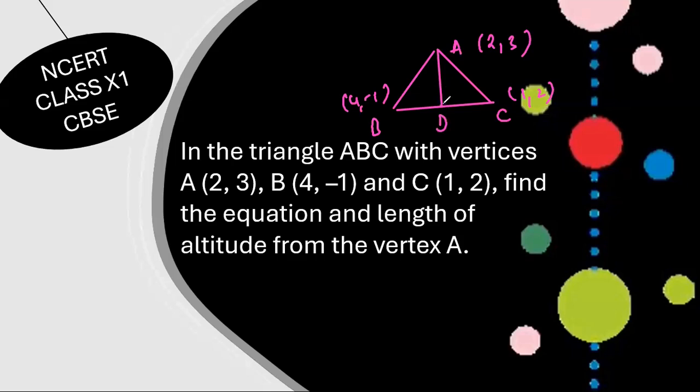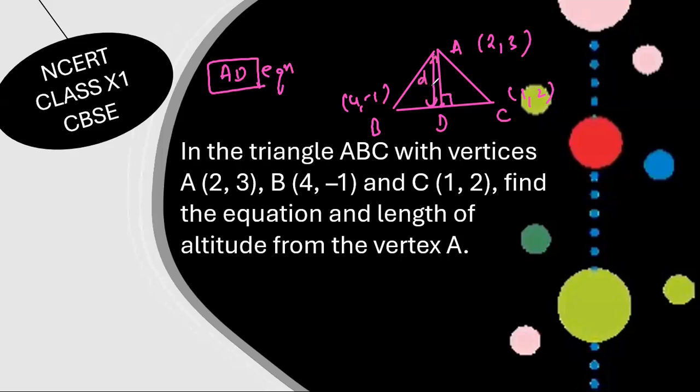Let's say this is AD, which is making a 90-degree angle, because the perpendicular is making a 90-degree angle on the line on which it falls. Right? Now, everyone, what we have to do, first of all, is find the equation of line AD. And we also have to find the length of that, meaning this distance we have to find out. So two things we have to do.